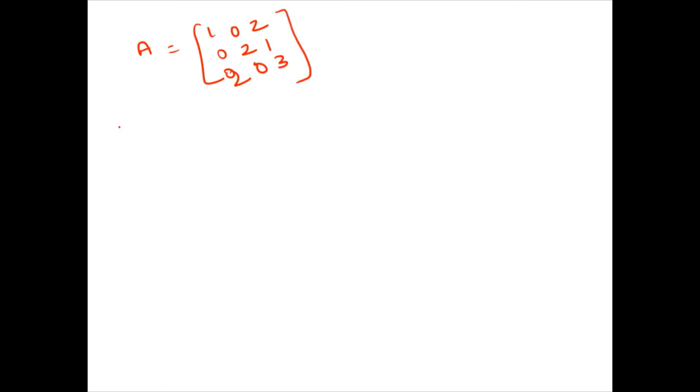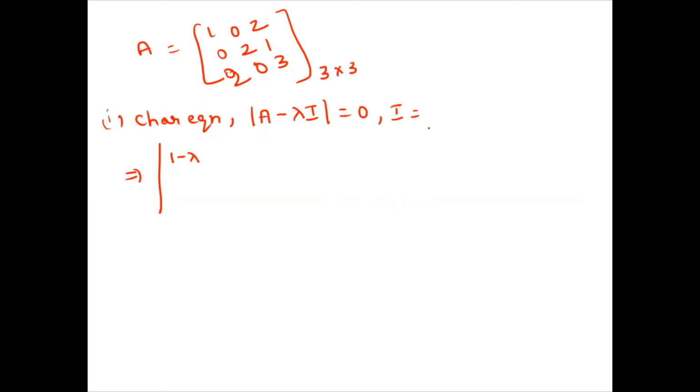First, we find the characteristic equation. The characteristic equation is the determinant of A minus lambda I equal to 0. What is the determinant of A minus lambda I? Because the given matrix is 3 by 3, the unit matrix is also 3 by 3: 1 0 0, 0 1 0, 0 0 1. This is the unit matrix.